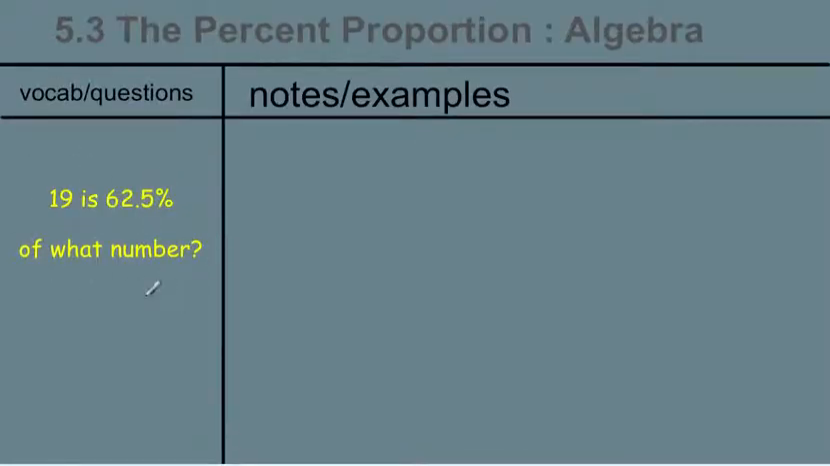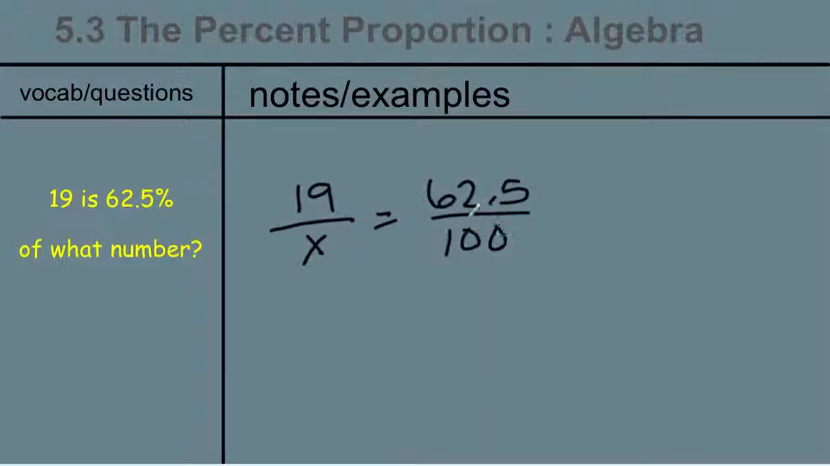Same thing here. 19 is this percent of what number? 19 would be my part. The whole number I do not know. 62.5 over 100. Cross multiply.